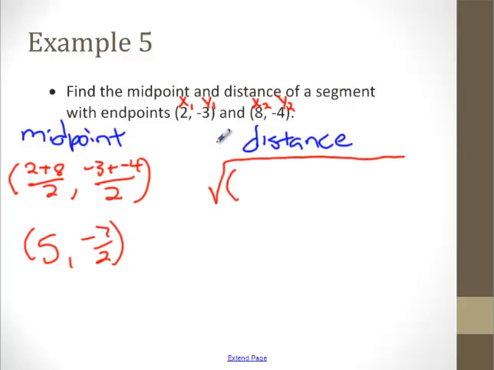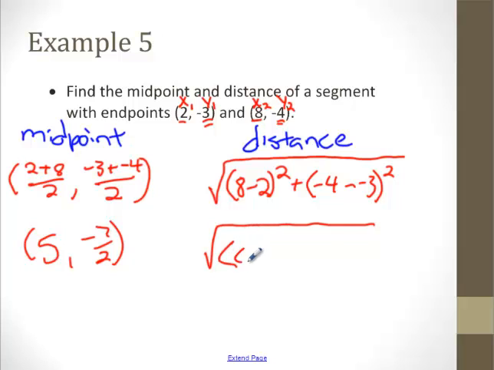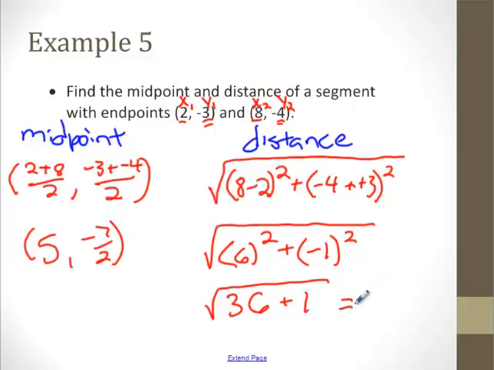Now, for distance formula, we want to take x2 minus x1, and I'm going to underline these as we go so you can help follow along, plus y2, that a double underline, minus y1. So, again, go step by step. 8 minus 2, that gets us 6. Negative 4 minus a negative, remember minus a negative changes that to a plus. So we've got negative 1 squared. 6 squared is 36. Negative 1 squared is 1. We're going to get the square root of 37. So we've got a midpoint at 5, negative 3.5, or 5, negative 7 halves. And then we have a distance of square root of 37.